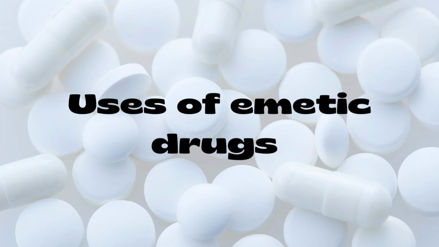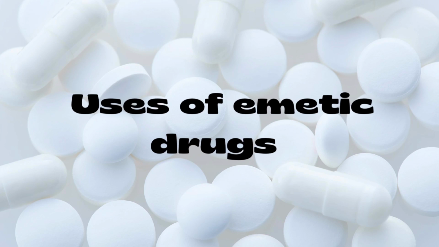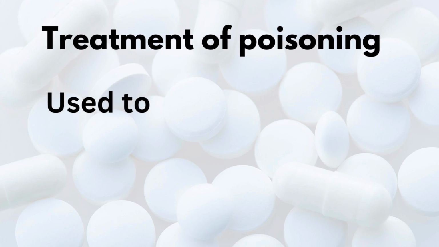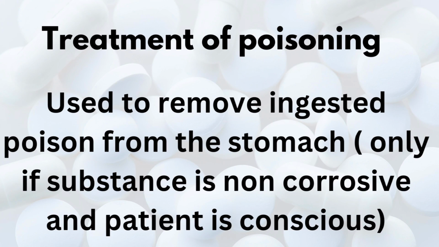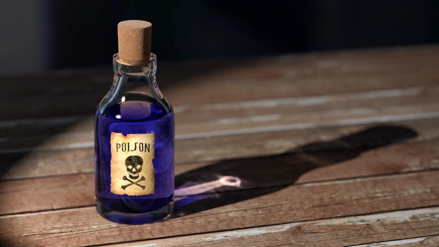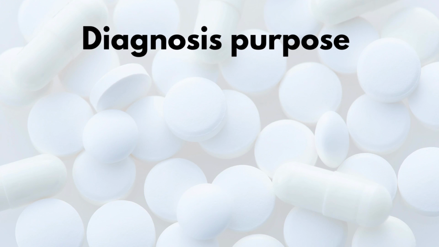Next, we have uses of emetic drugs. First is treatment of poisoning. Used to remove ingested poison from the stomach, only if the substance is non-corrosive and the patient is conscious. Ipecac syrup is used. Second is diagnosis purposes.